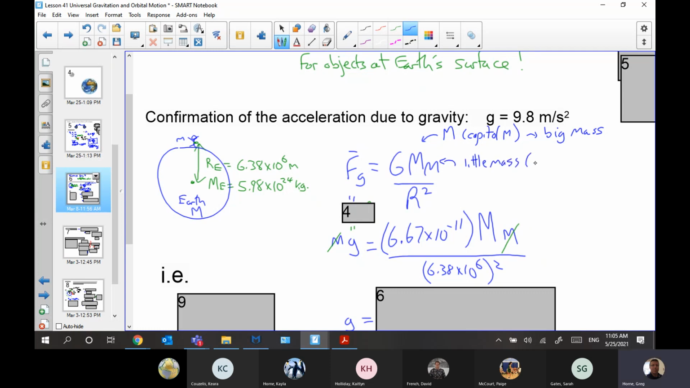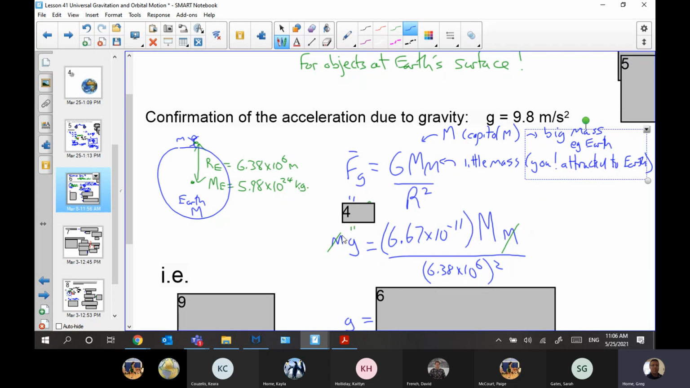And that's going to be the one that's attracted to the Earth, for example, right? So Earth is the big one, and then this is the one that's attracted to Earth. You, or any other object, of course, that's attracted to Earth. So big M, little m.